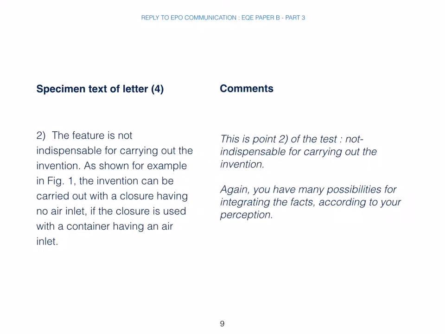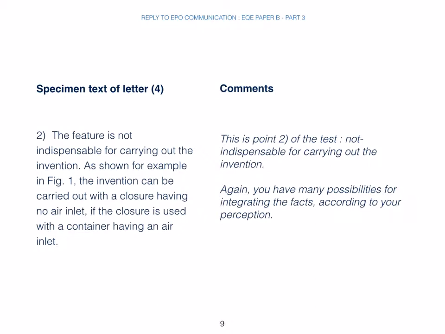We'll go now to point 2 of the test. So here's point 2 of the three-point test, not indispensable for carrying out the invention. And I repeat that in the opening words of the argument. The feature is not indispensable for carrying out the invention. As shown, for example, in figure 1, the invention can be carried out with a closure having no air inlet if the closure is used with a container having an air inlet. So there again, you have many possibilities for framing that argument.